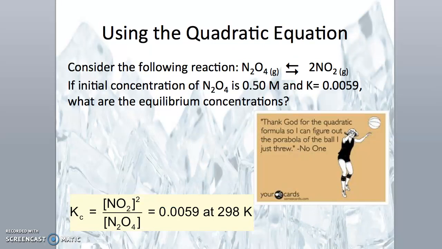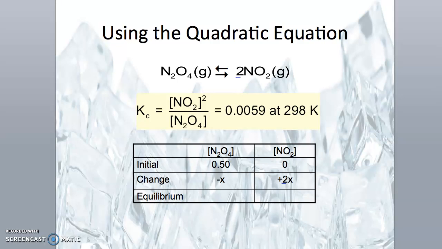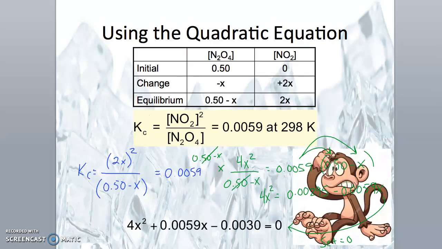Some problems will require the use of a quadratic equation in order to solve for equilibrium concentrations, and this problem is an example. We start with our ICE table and enter our initial concentrations. The change is represented in terms of x, and in the absence of any equilibrium concentrations, we will express our equilibrium concentrations in terms of x. We cannot take the square root for this problem because the denominator, N2O4, is not squared.